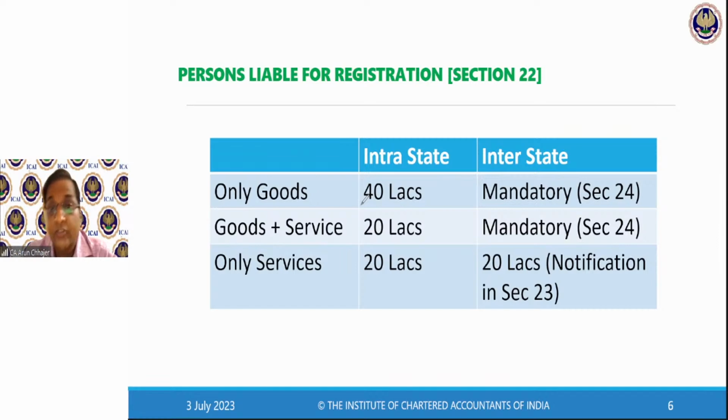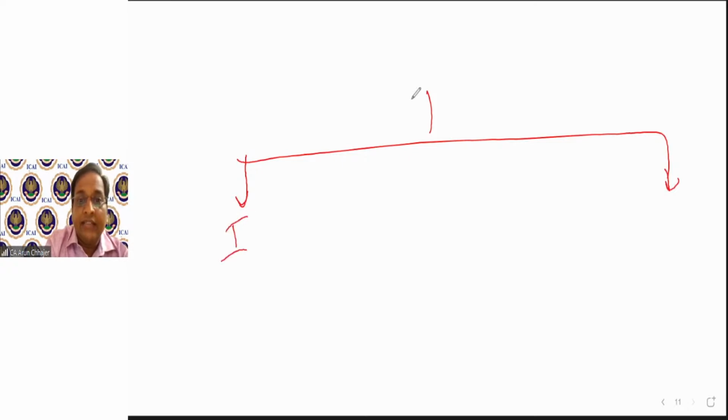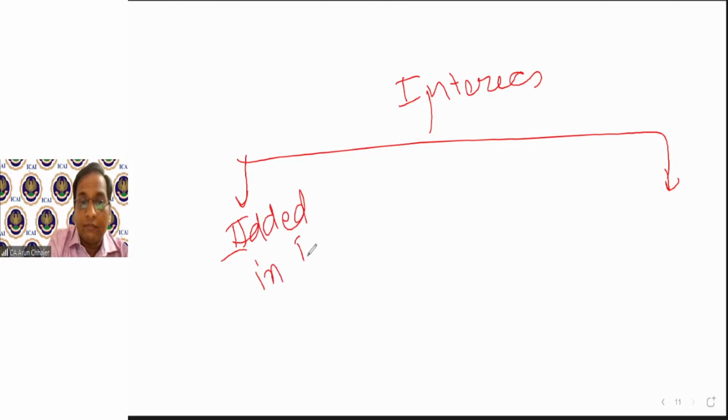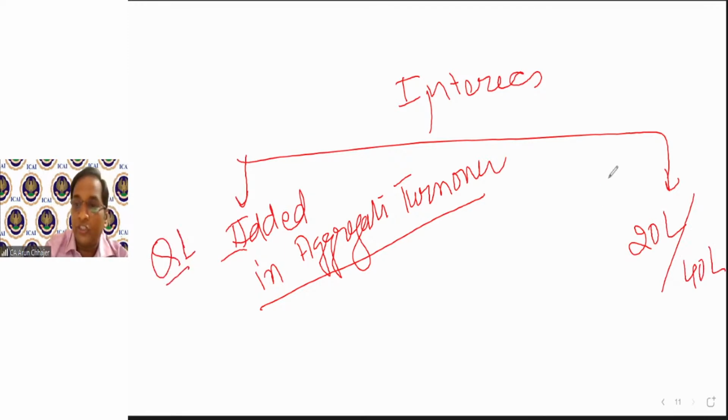Fine. I will ask one more thing. Will the interest be added in the aggregate turnover? Will the limit be 20 lakhs or 40 lakhs? Please confirm two questions, question number 1 and question number 2.